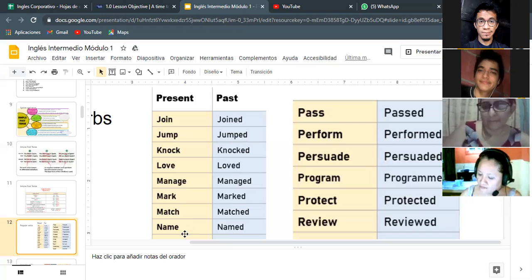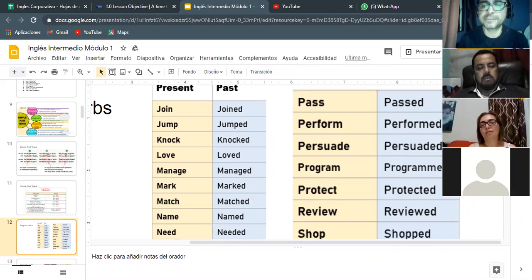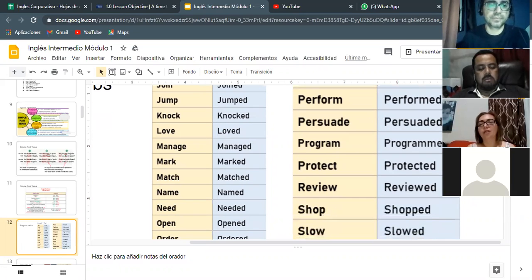By now, Elvis, could you please tell me an example with past? Okay. My mother passed me the dishes. Okay, very good example. The other one is perform. What is to perform? To stand. To stand, to present something, right?